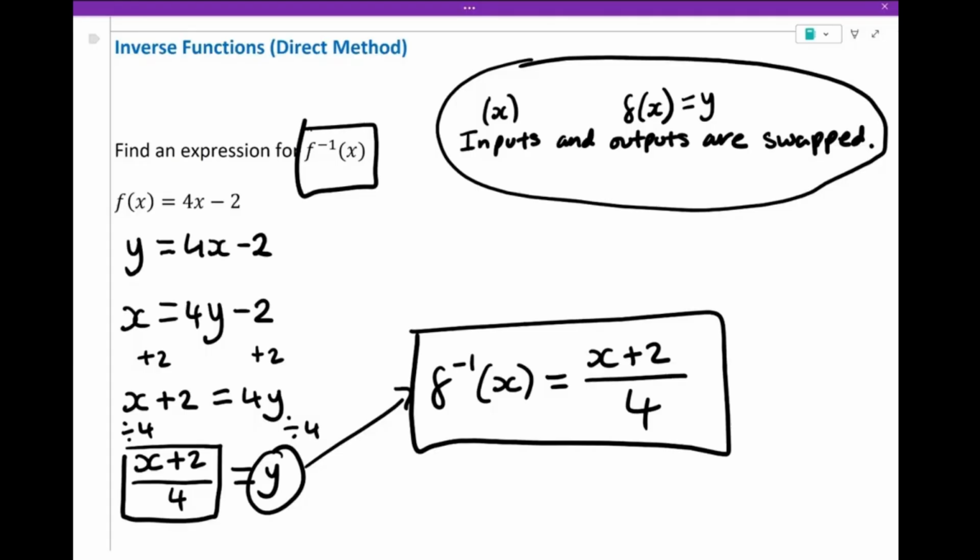Now, the flow diagram will work nicely in some more straightforward scenarios like this one. However, as the equations get more complex, you're going to definitely want to use this method. So let's start looking at some harder ones.